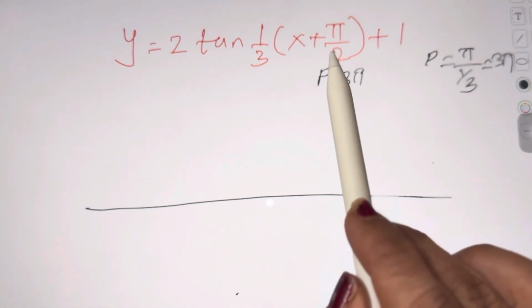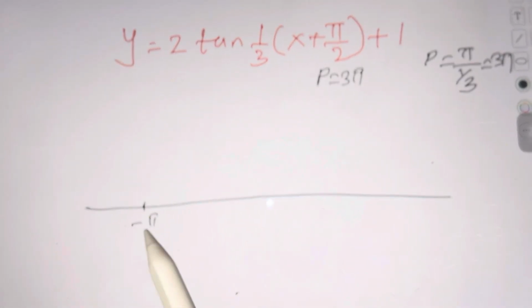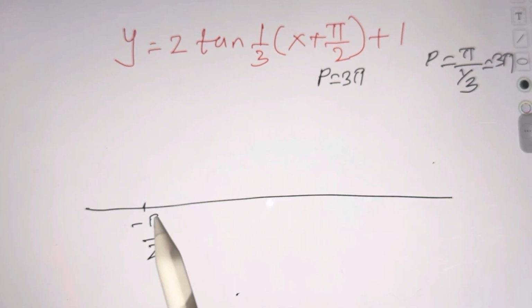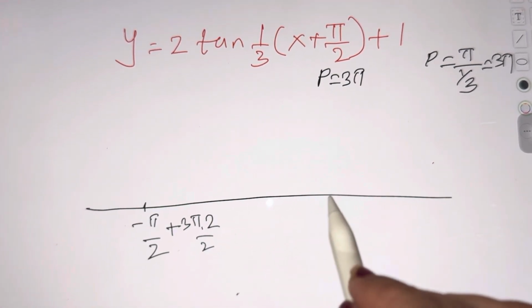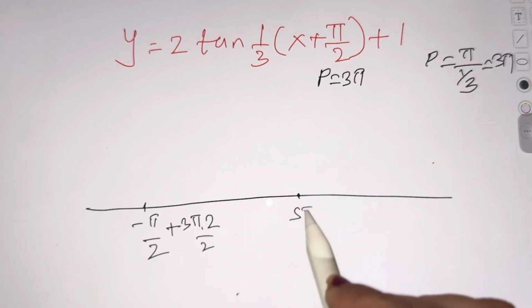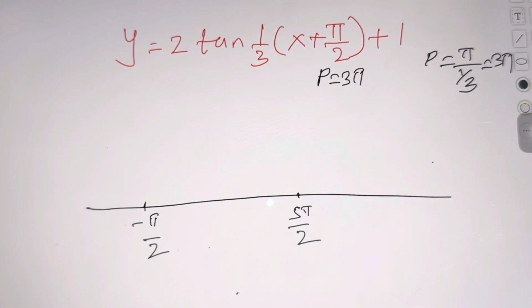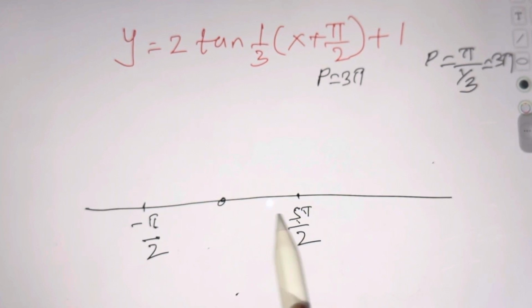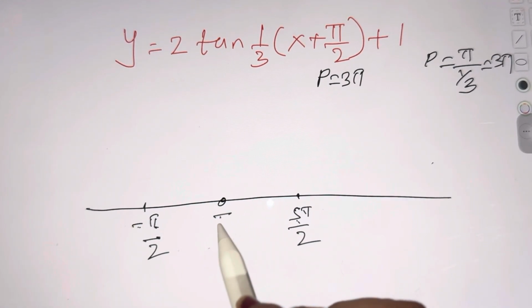The graph is moving left by pi by 2. Left by pi by 2 means it is negative pi by 2. And if you add the period, you will get the right point. If you add 3 pi, make the denominator the same. 6 pi minus 1 pi is 5 pi by 2. So your third period point is 5 pi by 2. Erase this and get the middle point. Remember, I said you need 3 points. How to get the middle point? Add these 2 and divide by 2. 5 pi minus pi is 4 pi by 2, which is 2 pi, divided by 2 is pi.